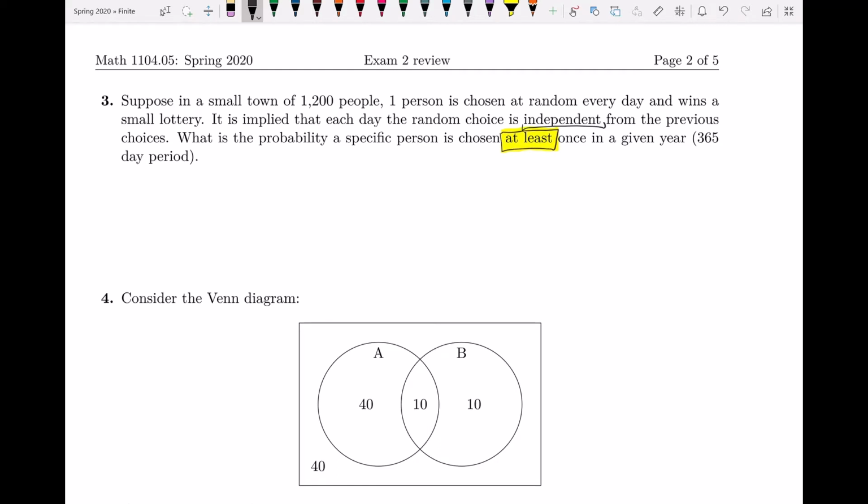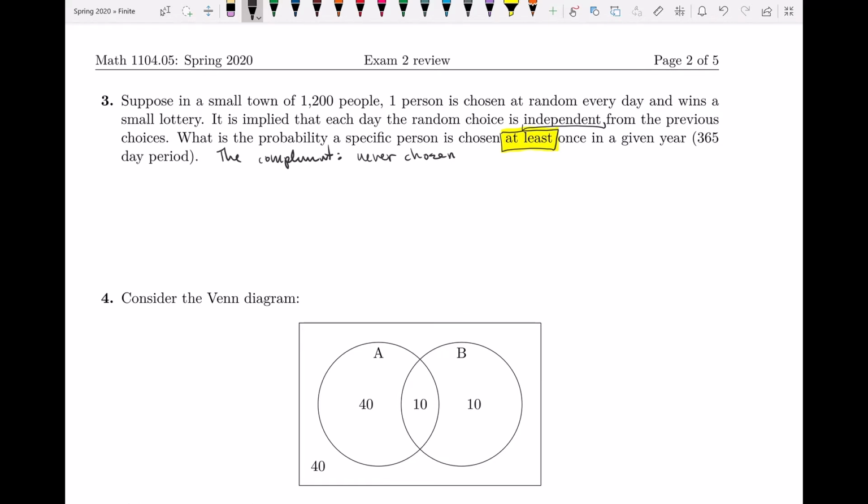What we probably want to do is compute the probability of the complement. So what is the complement? The complement of getting chosen at least once is getting chosen no times. So, never chosen. Now here's where the independence comes in.